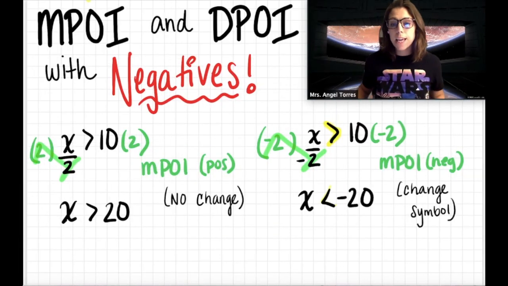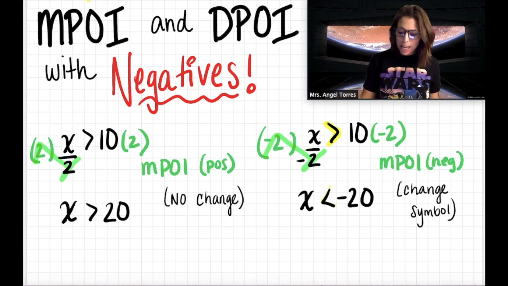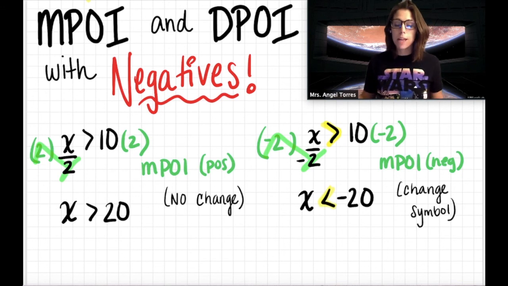The same can be said for the multiplication property. In the first example, as long as I'm multiplying by a positive, there is no change. However, as soon as I multiply both sides by a negative, that does change the signs from positive to negative to positive, and that inequality symbol must also change.